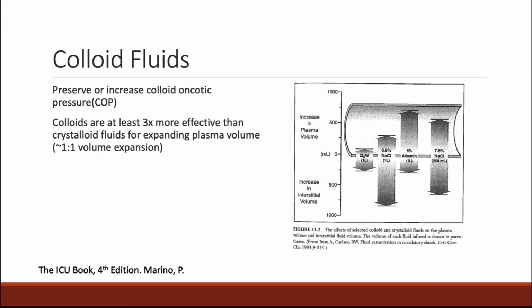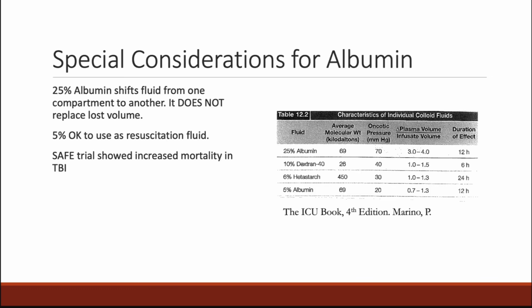Colloids, as I said earlier, are useful because they pull fluid in or hold fluid in the intravascular space, because those proteins are giant molecules and they have a very strong effect on the oncotic pressure. In fact, they are more than 3 times effective than crystalloids for expanding plasma volume, because they pull in some fluid from the extracellular space as well.